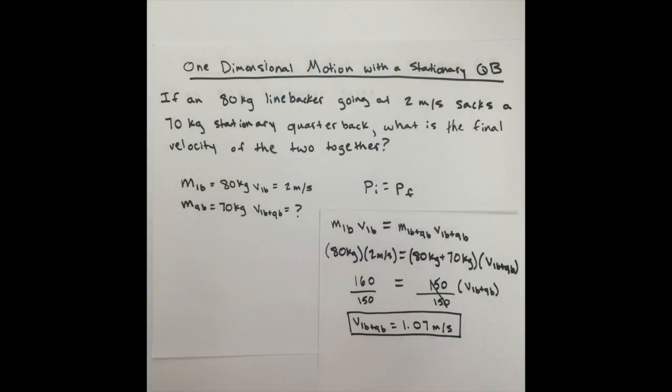On the Pi side, first we need to multiply the 80 kilograms times the 2 meters per second. This gives us a total of 160. On the Pf side, we can add the 80 kilograms of the linebacker plus the 70 kilograms of the quarterback. This will give us 150. Now we divide the 150 from the Pf side and take it over to the Pi side. This gives us 160 divided by 150, and this will give us the velocity of the linebacker plus the quarterback, which is 1.07 meters per second.